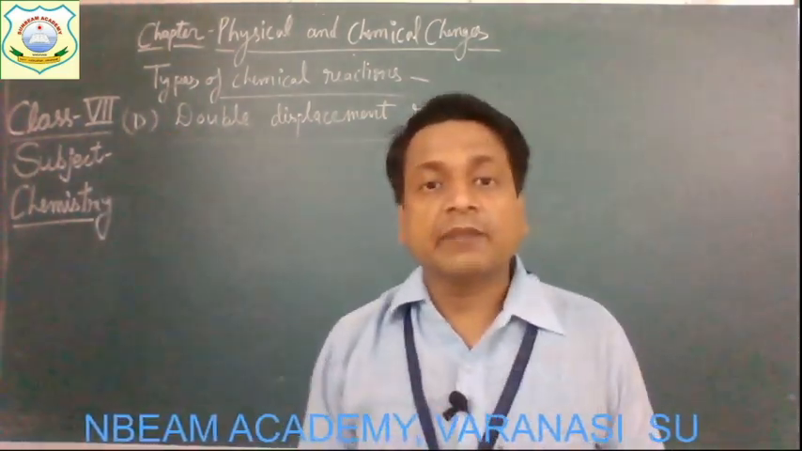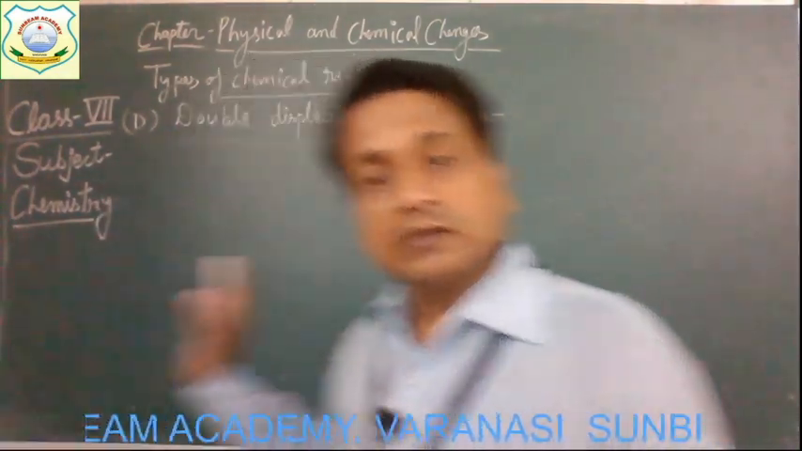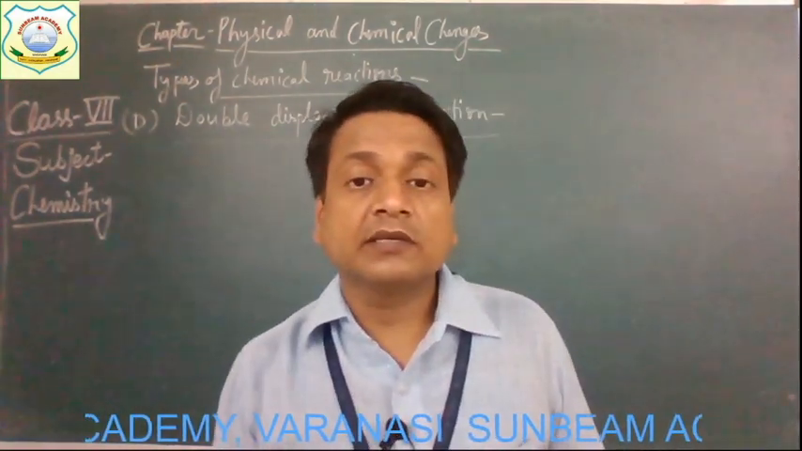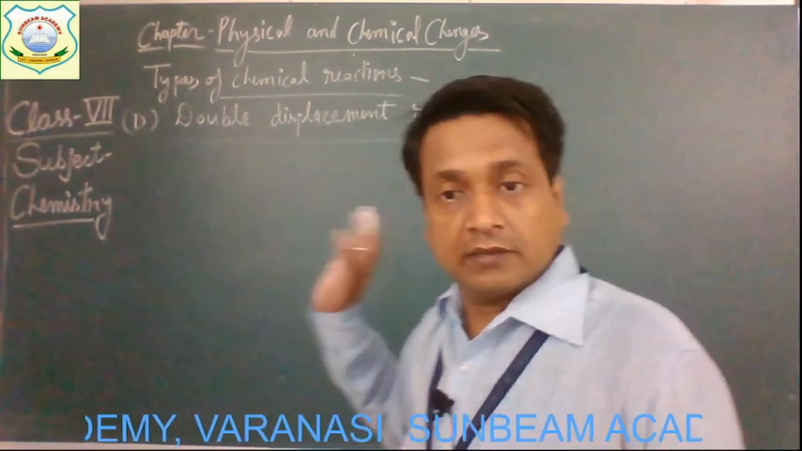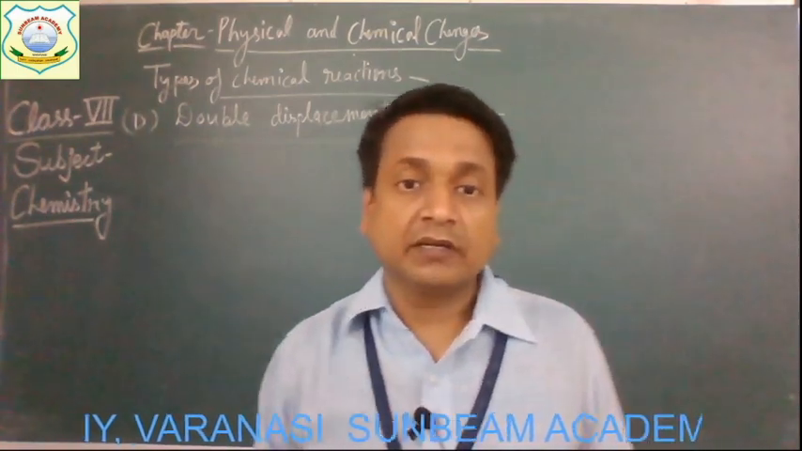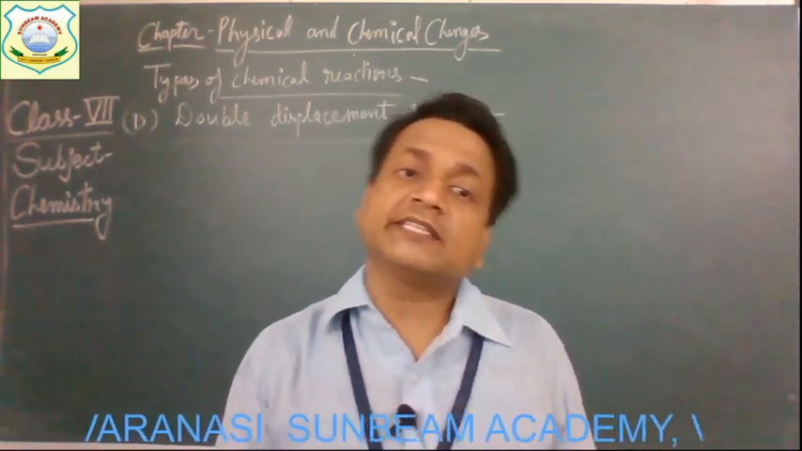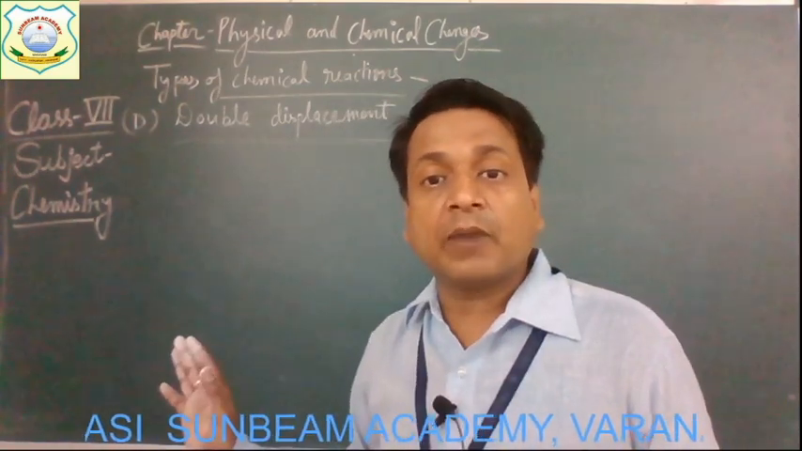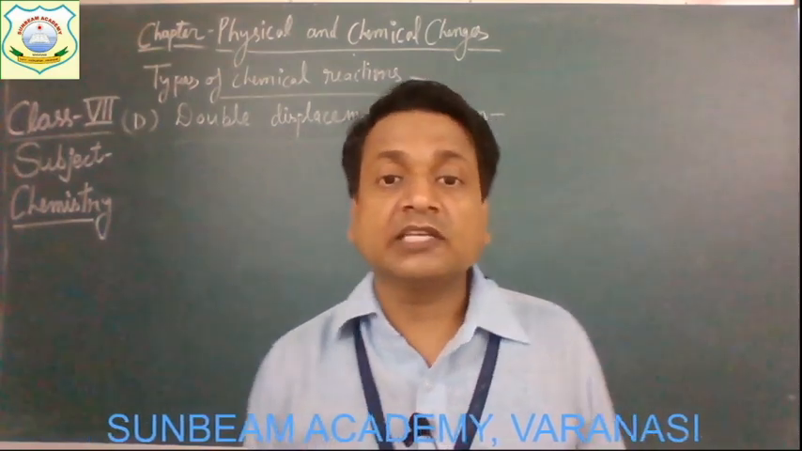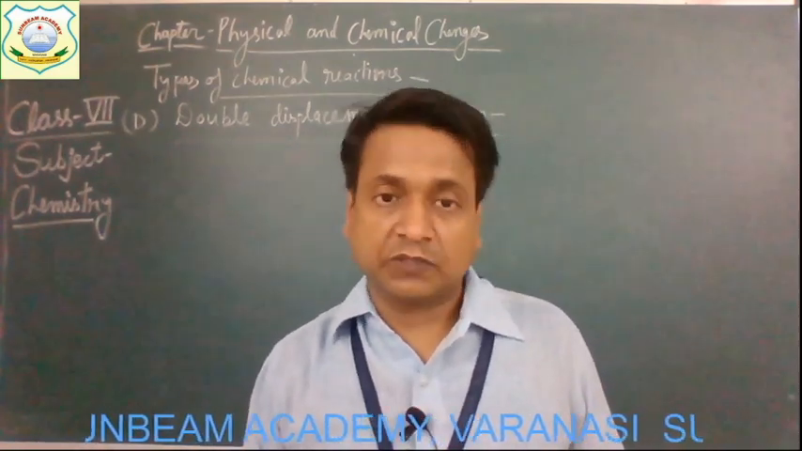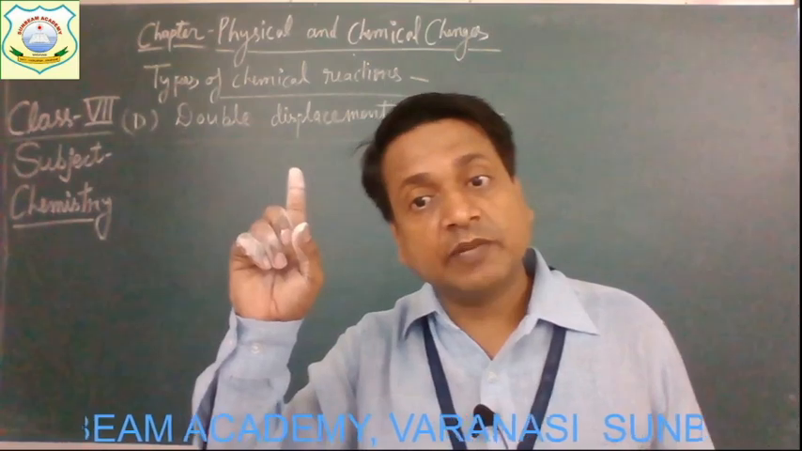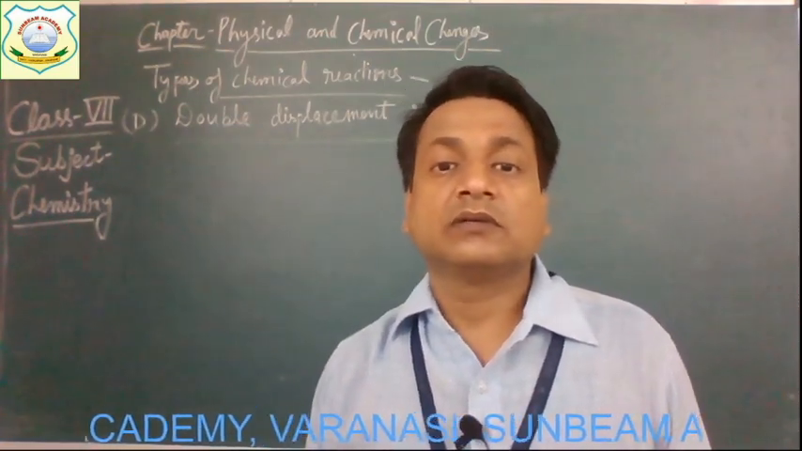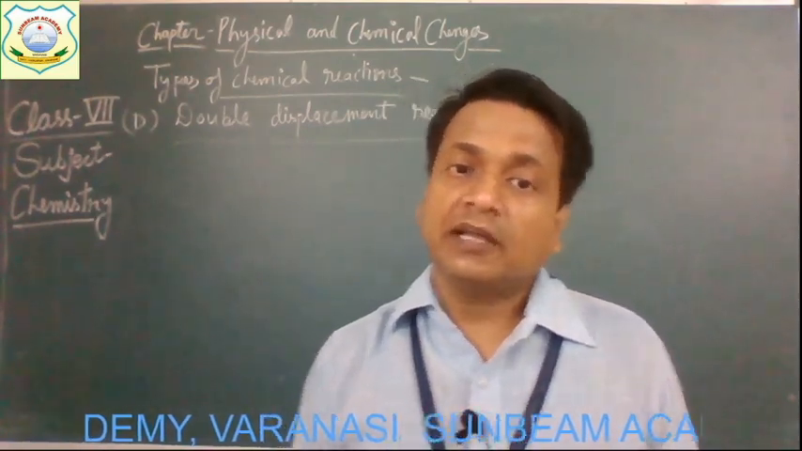So the fourth type of chemical reaction is, yes, double displacement reaction. What happened in this reaction, children? As the name indicates, double displacement. The two different elements get displaced. Okay, so in a double displacement reaction, two compounds react by exchanging their elements or groups. Okay, and in single displacement reaction, what was there? A single compound, okay, exchanges its element.